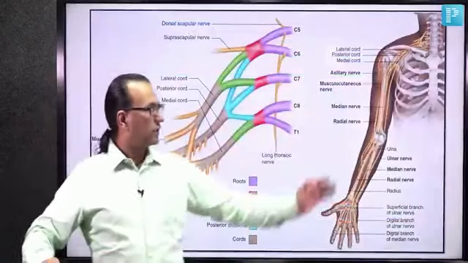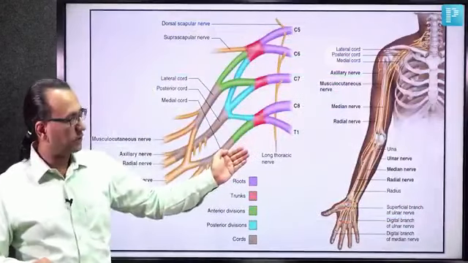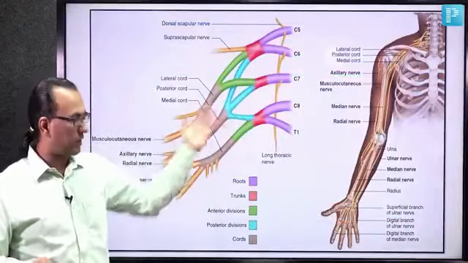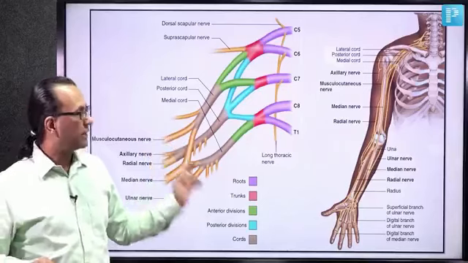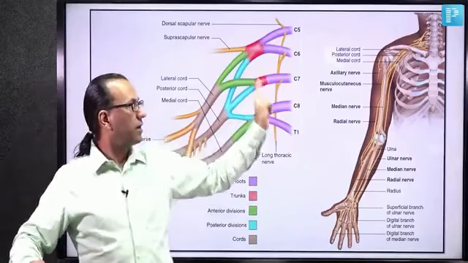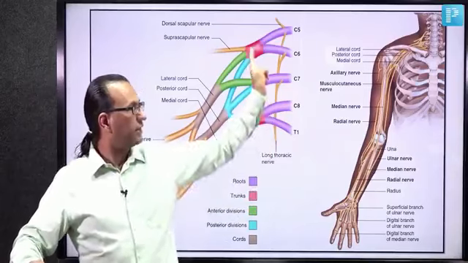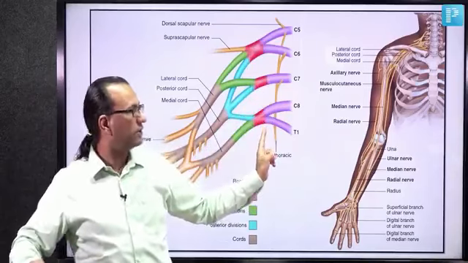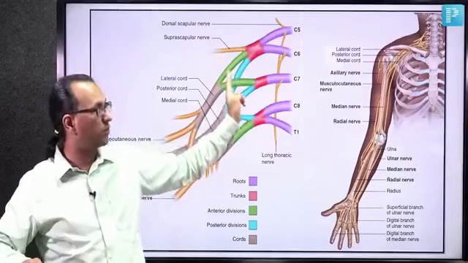Once again, we come to the discussion of the brachial plexus, and we are going to talk about the cords and branches, this time in the axilla. It is understood that the upper, middle, and lower trunk were present in the neck region, and each of them was giving divisions. There is one anterior division and one posterior division.